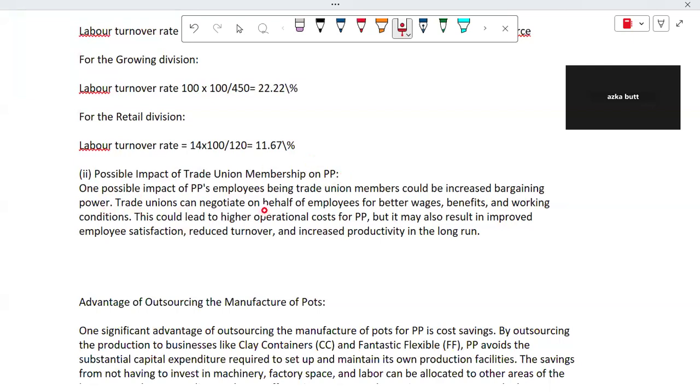Trade unions can negotiate on behalf of employees for better wages, benefits, and working conditions. This would lead to higher operational costs for PP, but it may also result in improved employee satisfaction. Of course, if they have to increase the wages of the employees, their operational costs will rise. This is how PP will be negatively affected. But there is also a positive result: greater employee satisfaction, which can reduce turnover, as you can see it is growing in both cases, and increase productivity in the long run.